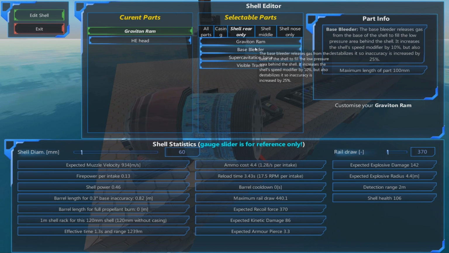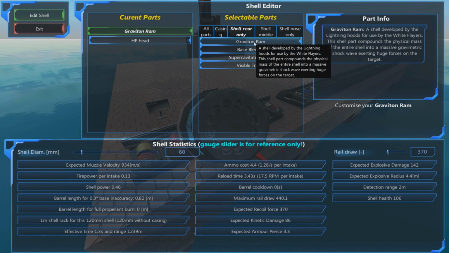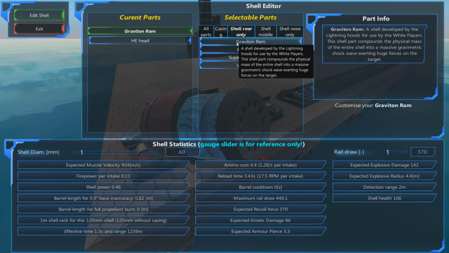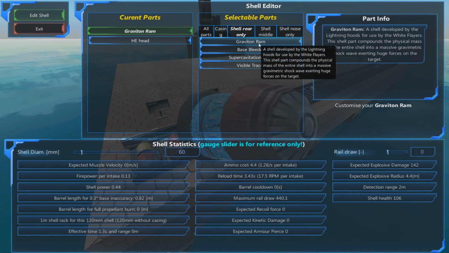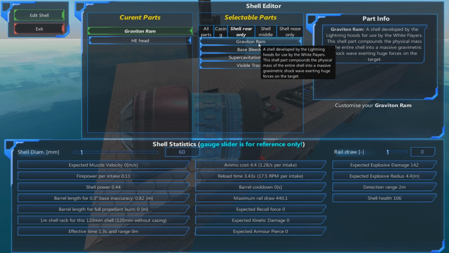So to start off with, in order, we have the Graviton Ram, which in past versions of the game was one of the cheesiest things in the world. It's been toned down a little bit. What this is, is a shell developed by the Lightning Hoods for use by the White Flares. There's a bit of lore and fluff for you. The shell part compounds the physical mass of the entire shell into a massive gravimetric shockwave exerting huge forces on the target.